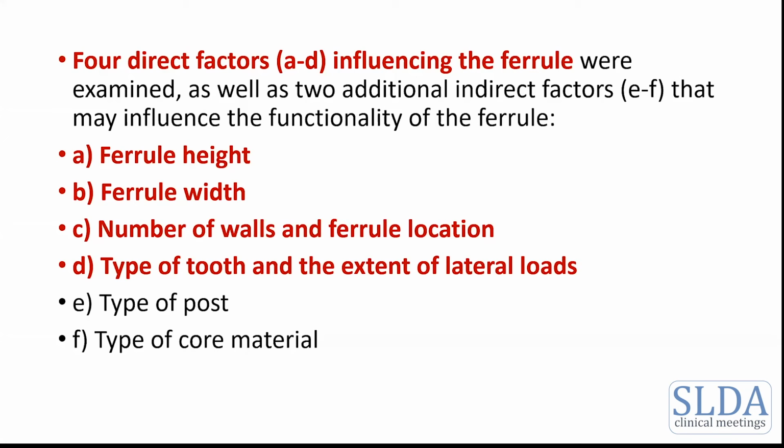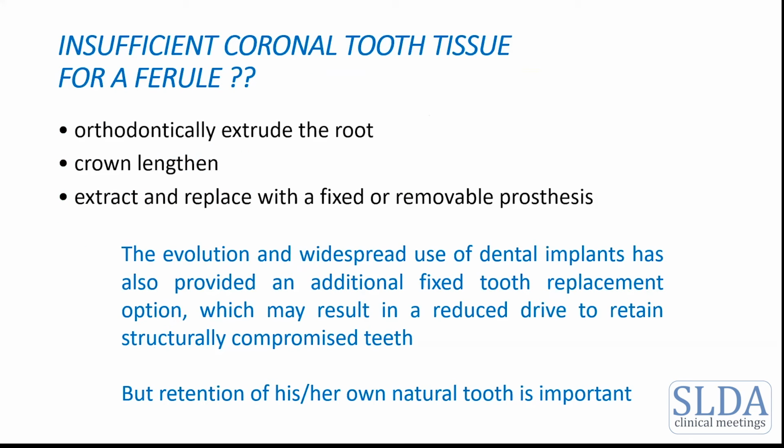And also, if you are going to use a post, the type of post and the type of core material are also very important when you decide on the functionality of the ferrule. So let's think, when you assess the restorability of a particular tooth, if there is insufficient coronal tooth tissue for a ferrule, what to do? You have a few options. You can either orthodontically extrude the tooth, you can do crown lengthening, or if it is hopeless, you can suggest the patient extract the tooth and replace it with a fixed or removable prosthesis.